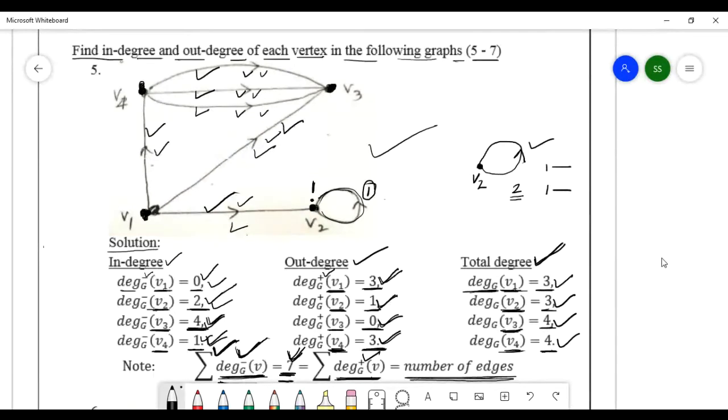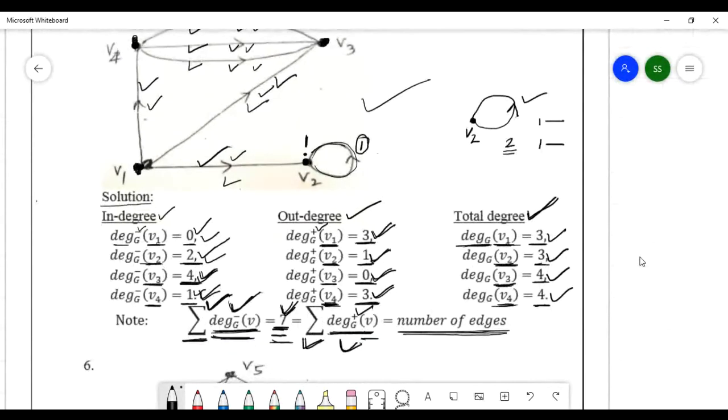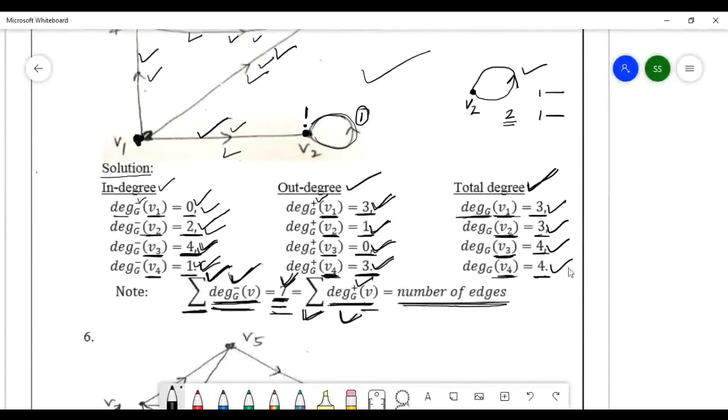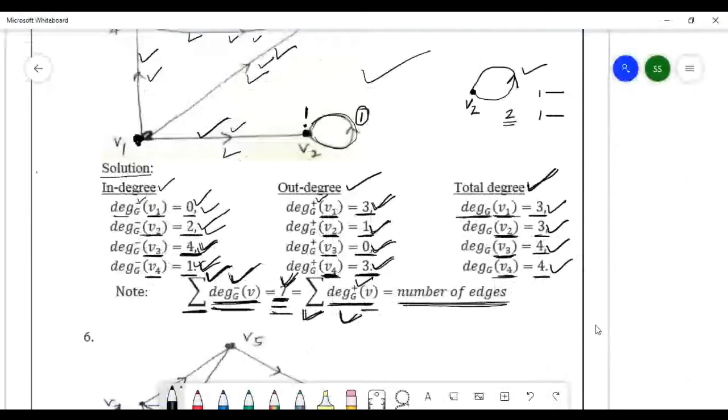Always the same: the sum of in degrees equals the sum of out degrees equals the number of edges. The total in degree, total out degree, and number of edges are all the time the same in a directed graph. Okay.